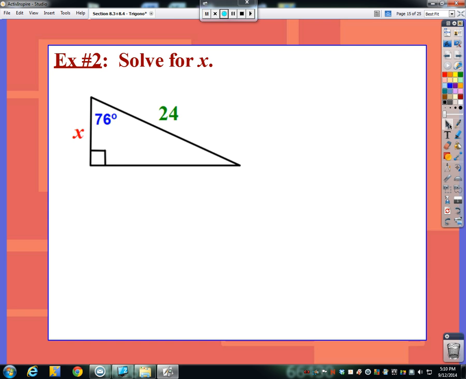All right, let's do number 2 together. Now, in this problem, we're going to use the 76-degree angle.